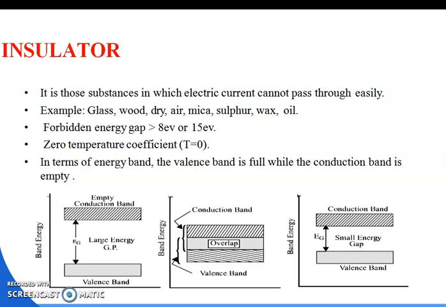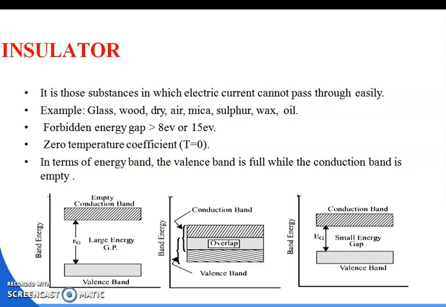So insulators are ZTC. What is ZTC? Zero temperature coefficient, because here temperature coefficient is 0. But in case of conductor, your temperature is directly proportional to your resistance, T directly proportional to R. In case of semiconductor, T is inversely proportional to your resistance. But in case of insulator, you have a zero temperature coefficient.